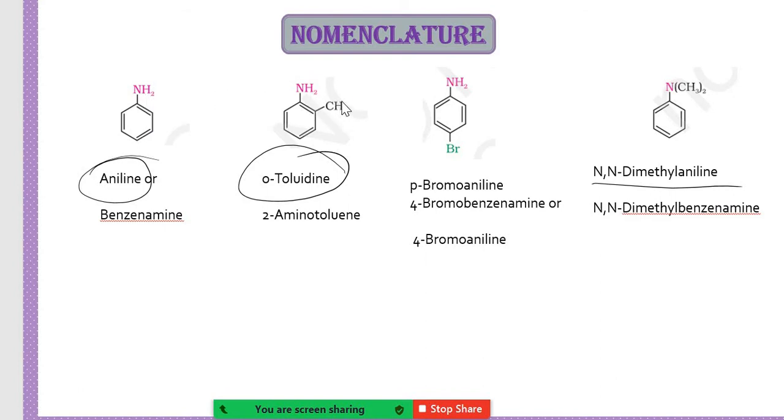And if one methyl group is also attached, we call it ortho-toluidine or 2-aminotoluene, because benzene with CH3 is toluene. So at the 2 position we have an amino group, so 2-aminotoluene. In the same way, suppose we have an aromatic group plus an aliphatic one, you just see the smaller chain, CH3 is there. So it is N,N-dimethyl benzenamine, or you can write aniline also. It's fine. N,N-dimethyl aniline or N,N-dimethyl benzenamine.